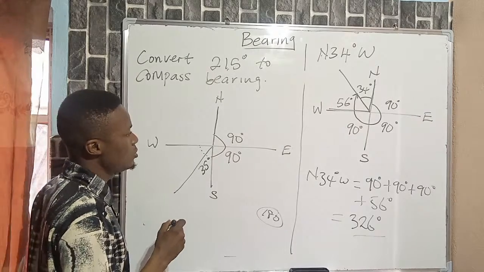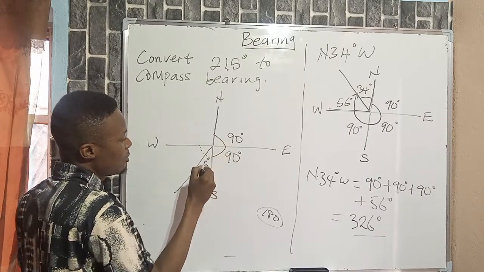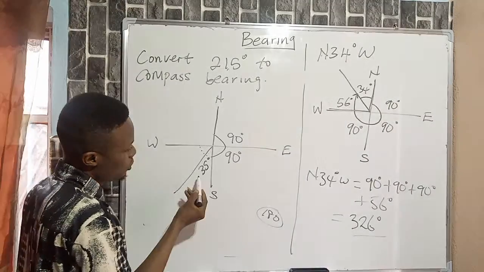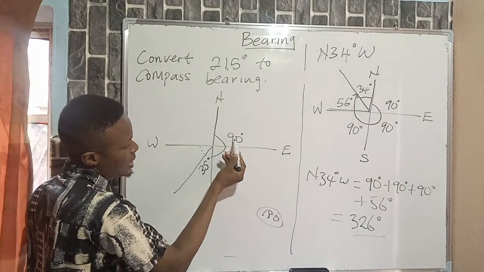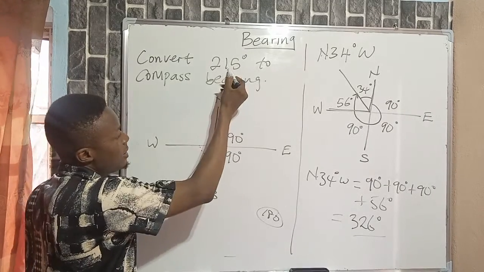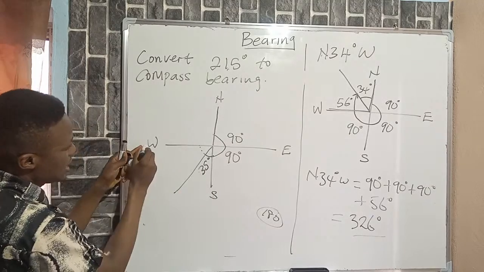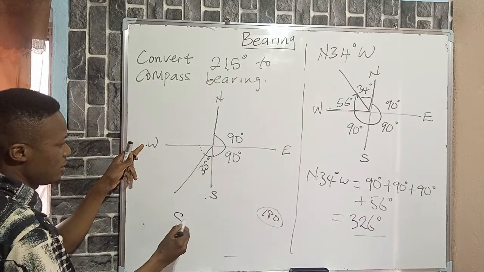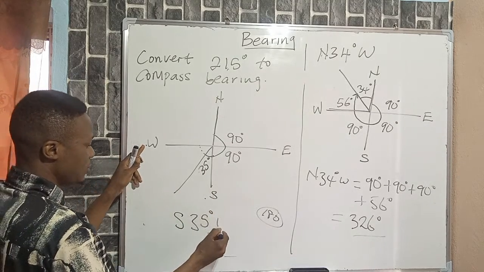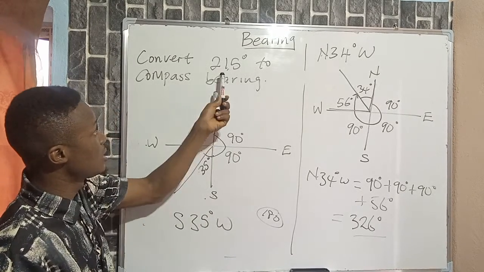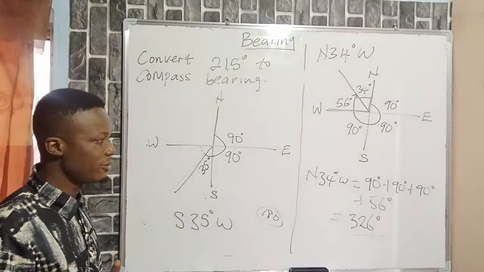And remember the rule. The angle that is attached to south or north becomes your answer. And what angle do we have here? Remember, 90 plus 90 plus 35 is 215. So since this 35 degrees is attached to the south and it is under southwest, you have this as your answer. So the answer is 35 degrees west of south. That is the equivalent of this 215 degrees in three-figure bearing.